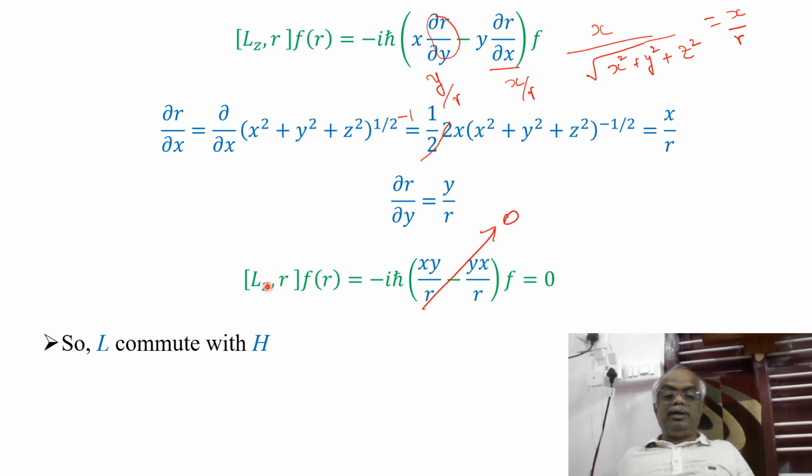In a similar way, you can prove that the commutation of Lx with r is also equal to 0, and Ly with r is also equal to 0. That means L will commute with H, because we have already seen L will commute with P squared. The only other term is V. If V depends only on r, then that also will commute with L. So L commutes with H. So all the three components commute with each other.